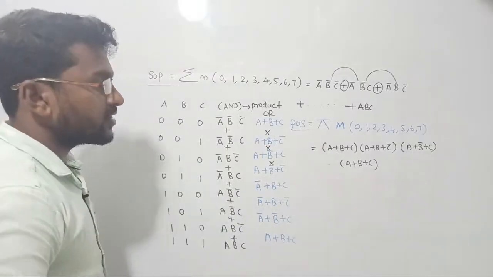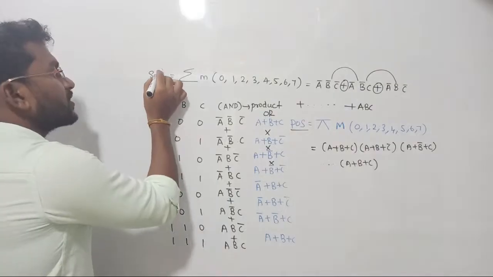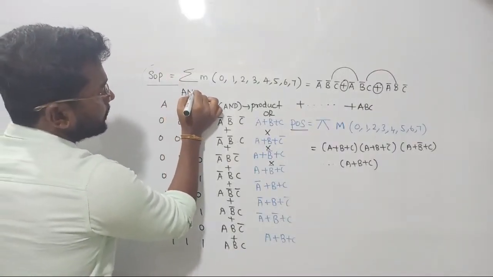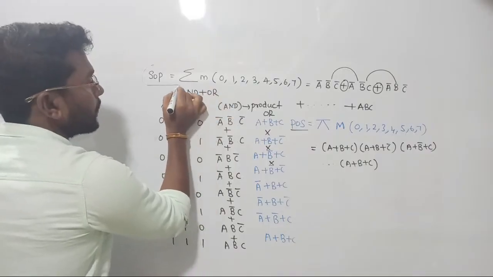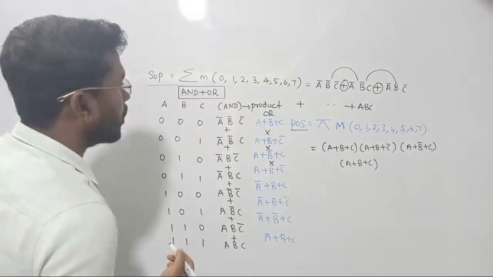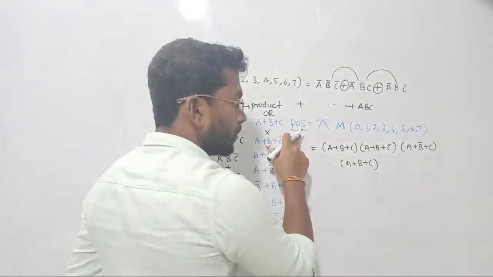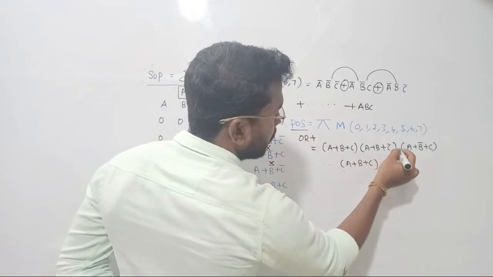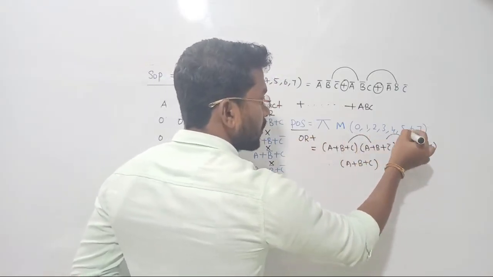If you notice these two things carefully, in sum of products, first we have to perform AND operation, and then we have to perform OR operation, right? Step number 1 we perform AND operation, step number 2 we perform OR operation in case of sum of product. Whereas in product of sum, first we perform OR operation and then AND operation, multiplication. That is product of sum. It will be continuous.